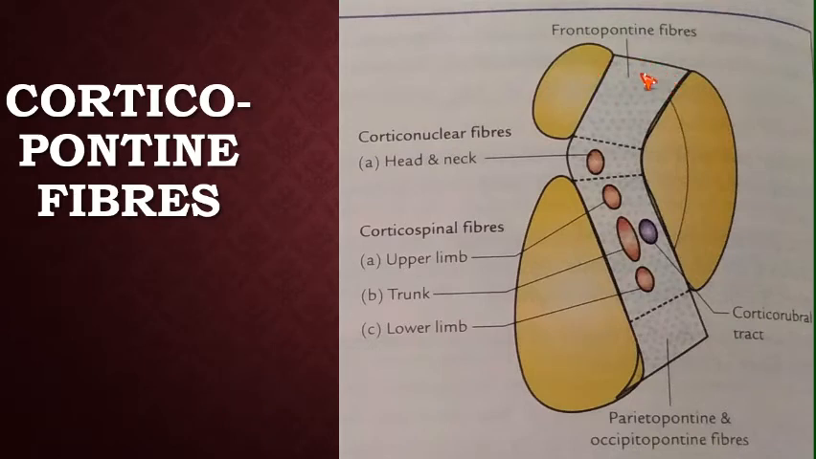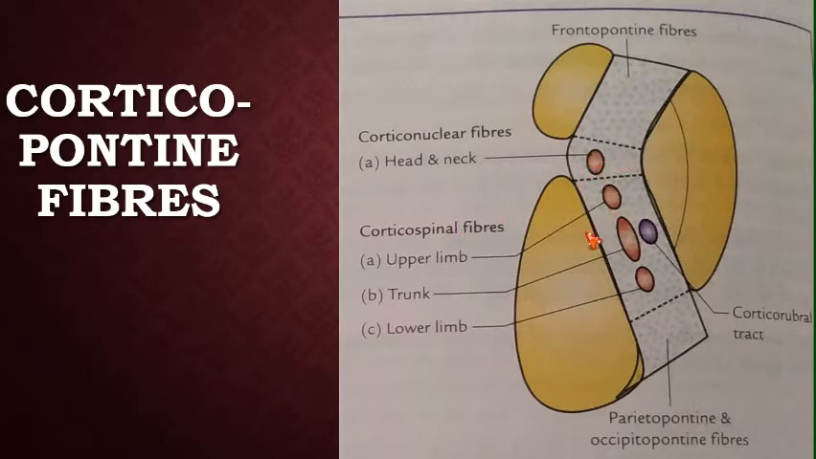The corticonuclear fibers synapse or relay with the contralateral motor nuclei of cranial nerves, which innervate the head and neck muscles. The corticonuclear fibers occupy the genu of the internal capsule. The frontopontine fibers occupy the anterior limb of the internal capsule, whereas the genu is occupied by corticonuclear fibers of head and neck. These corticonuclear fibers innervate the muscles of the head and the neck.